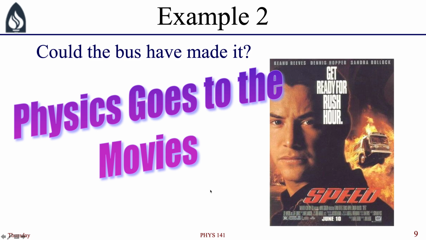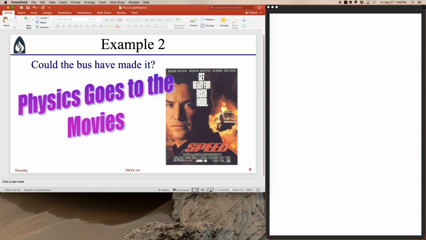So assuming that the bus maybe lost a little bit of speed as it was going up the incline towards the gap, we could have a conservative estimate that the bus was launched at a velocity of about 65 miles per hour. So let's write that down. I'm going to estimate that as the bus started flying through the air, its launch speed, or its initial velocity, was 65 miles per hour.